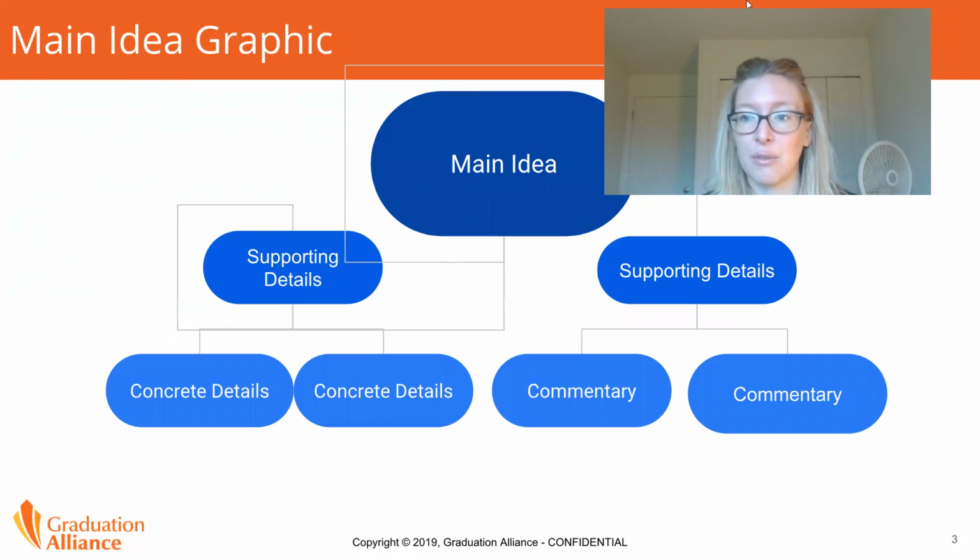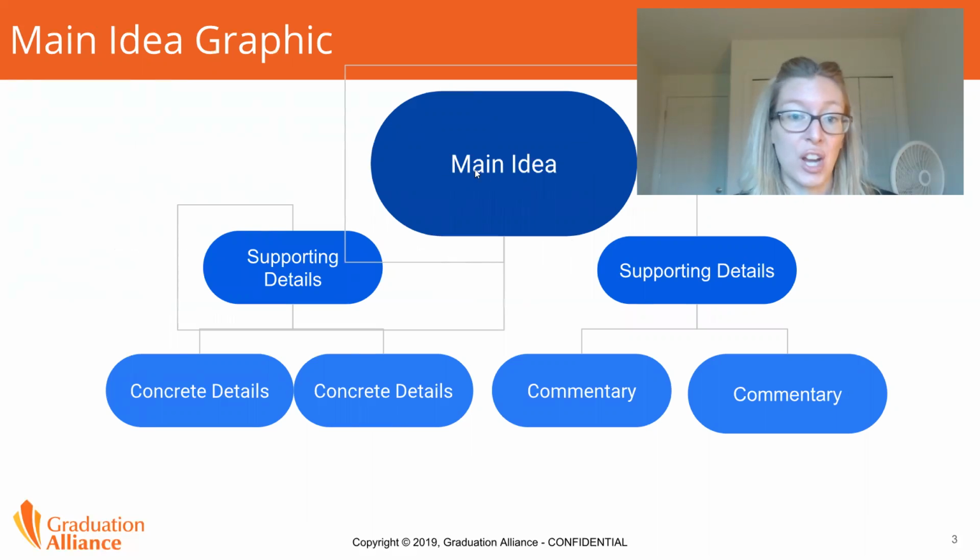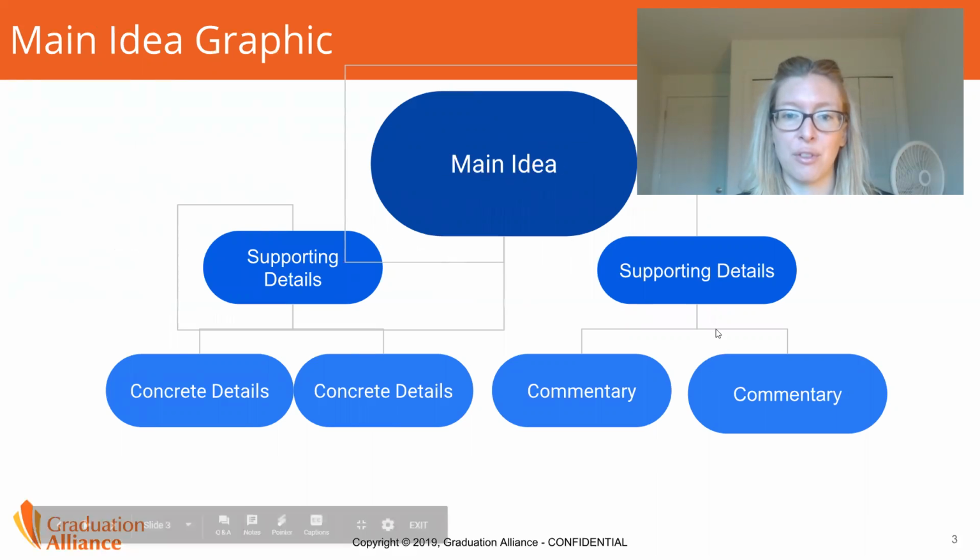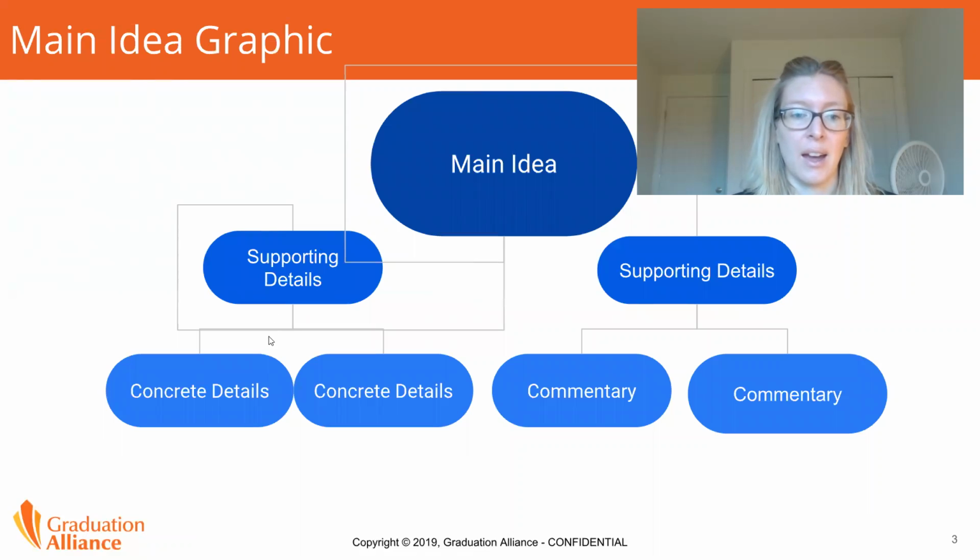In graphic form, this is what main ideas look like. You have the general main idea at the top here, and then all of these different key details support that. Sometimes they're called supporting details, and at Graduation Alliance we use the term concrete details or commentary. Concrete detail stands for facts, and commentary stands for the author's opinion, if it's a written text, or the speaker's opinion. All of these mean the same in that they should support the main idea. So concrete details means facts, commentaries means opinions. These are all supporting details that should support this main general idea.